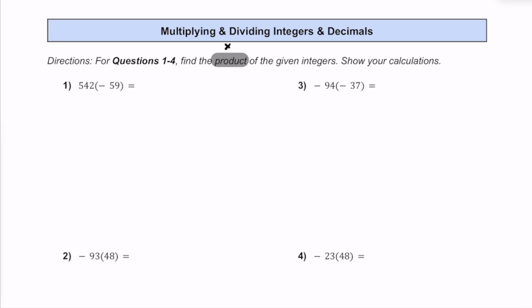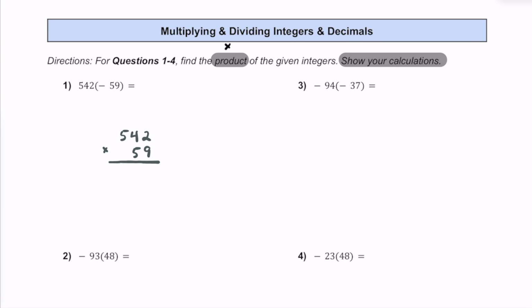So the parentheses means multiplication. And let's go ahead and show our calculations and make sure we can use the standard algorithm pretty effectively as well. All right, so for number 1, we have 542 multiplied by negative 59. So we'll take our factor that has more digits, this 542, and multiply it by the 59. Let's go ahead and just ignore the negative for now. Okay, we'll deal with that in just a moment.